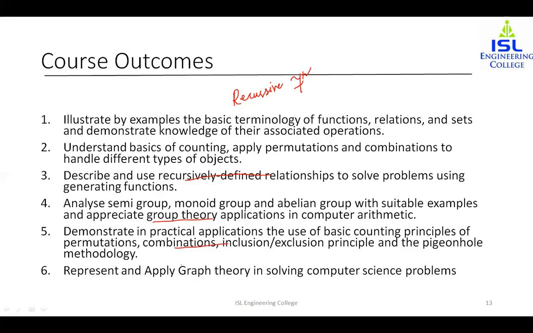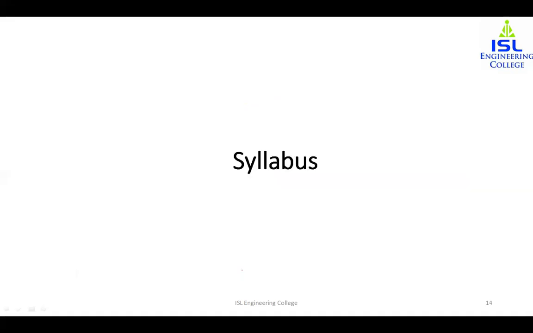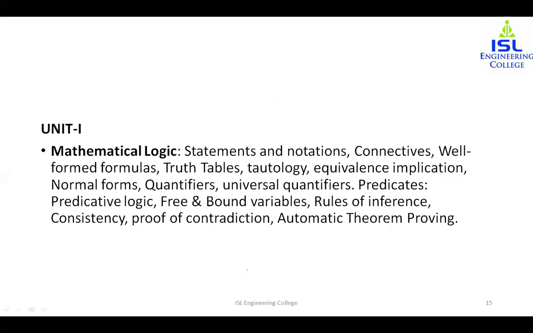So permutation and combinations are something that you have already studied. Then we have graph theory. Next. Now, what constitutes the syllabus of MFIT? So first and foremost, we have mathematical logic. So mathematical logic deals with two things, which are propositional logic and predicate logic.